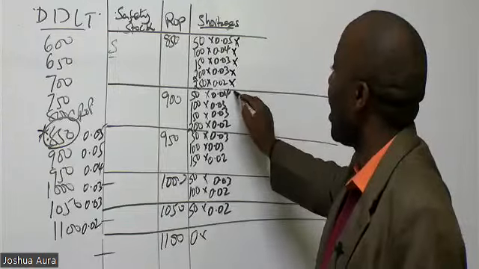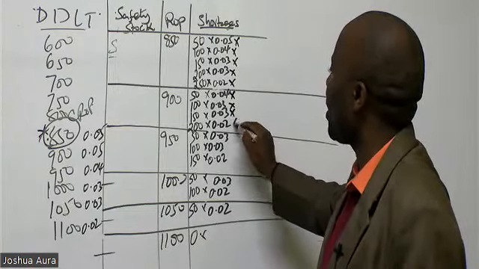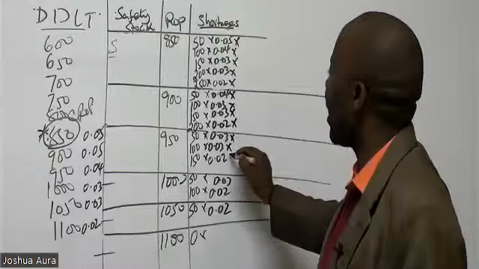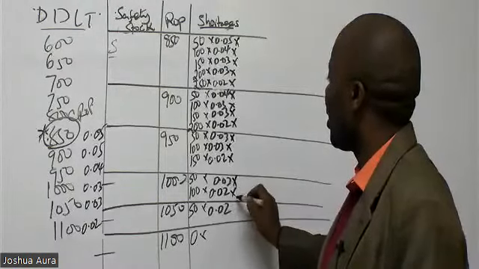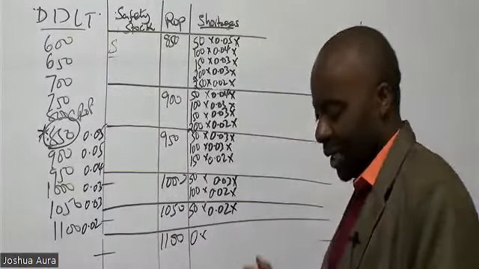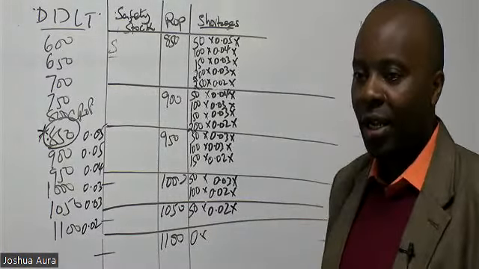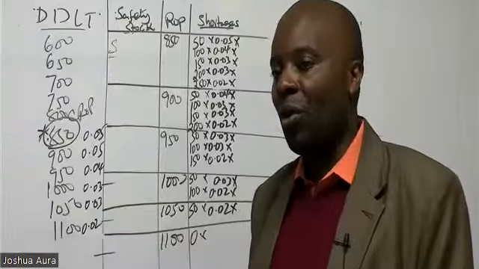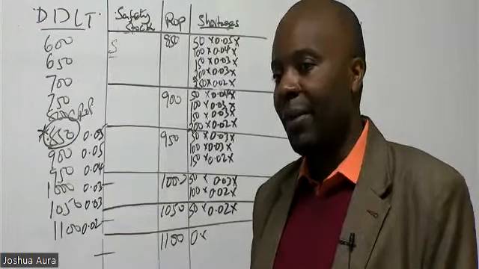This thing has now given me the shortages, expected shortages, expected stock out units, which will be the next parameter to bring on board.